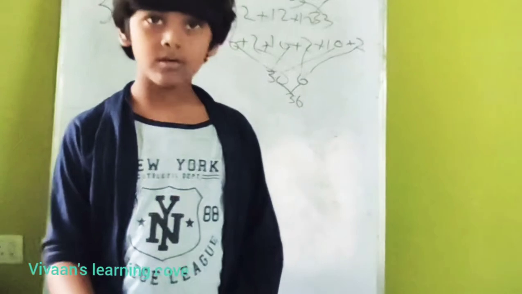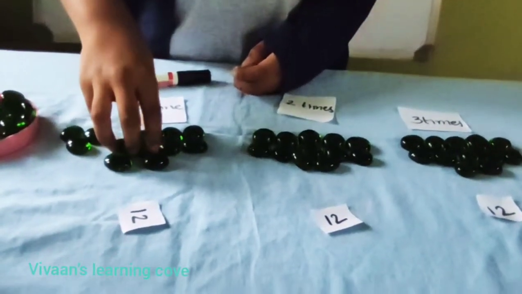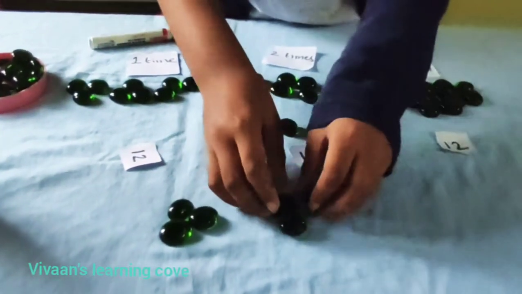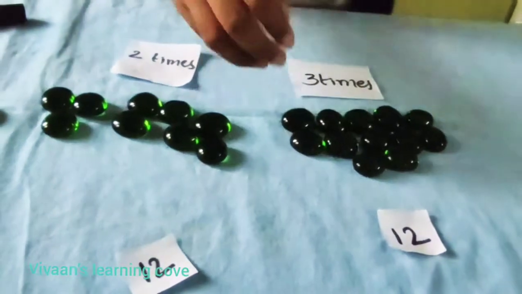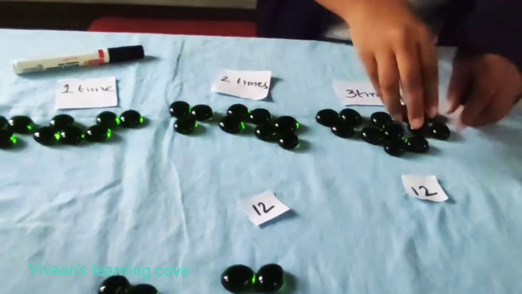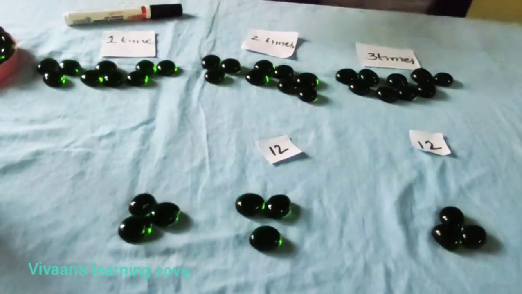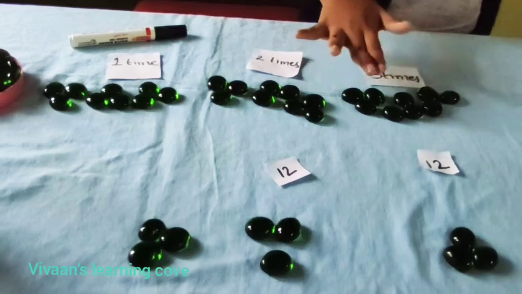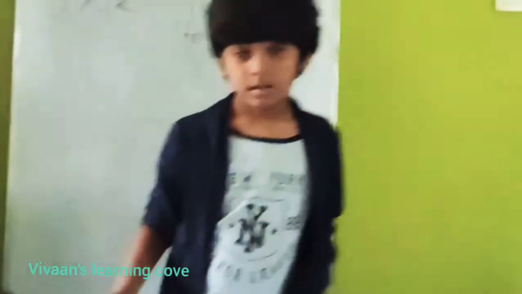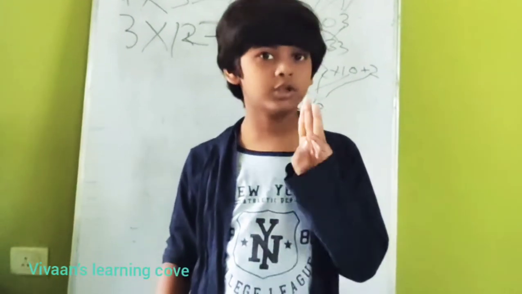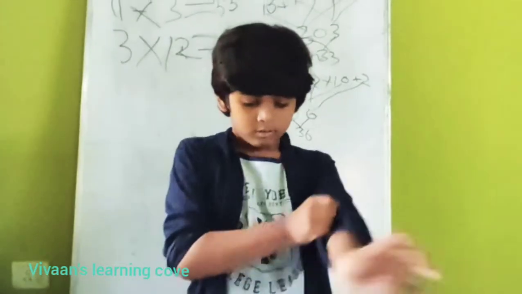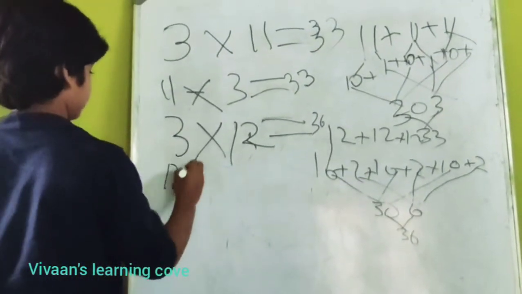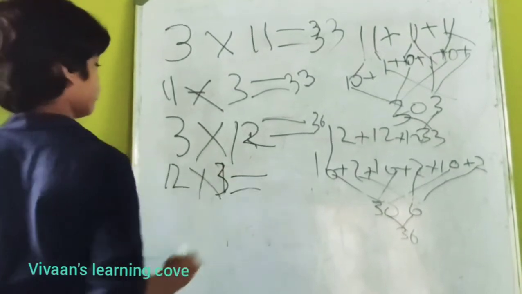So, I'm just going to split everything. See, I'm separating. 3, 3. I'm separating each one. 3, 3, 3, 3. See, I'm going to count. 1, 2, 3, 4, 5, 6, 7, 8, 9, 10, 11, 12. See, there are 12 groups, but 3 pebbles in each group. So, 12 times 3. See, we write it like this. 12 times 3 equal to.